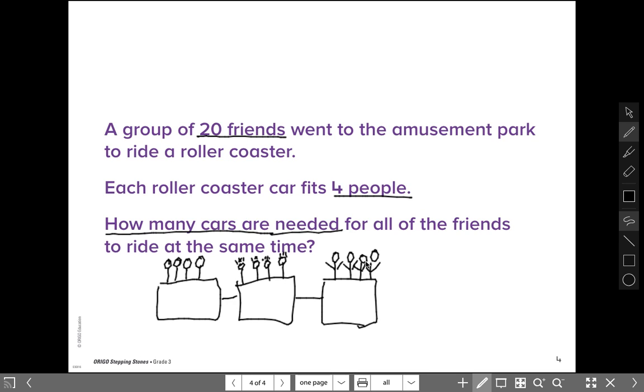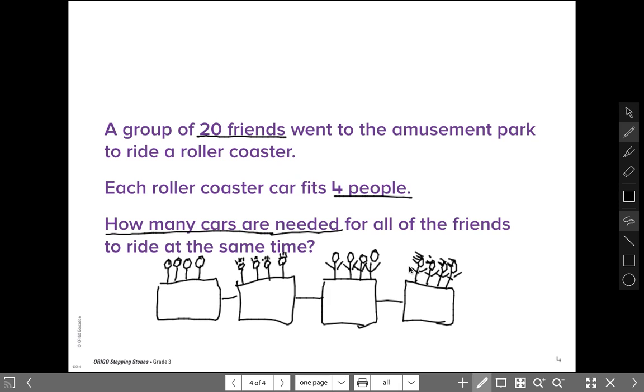Okay. Am I to 20 yet? No. How many am I to? I've got 4, 8, 12. All right, I have to keep going. I'm going to draw another roller coaster car. Let's see, these guys are got their hair blowing back and their arms in the air.